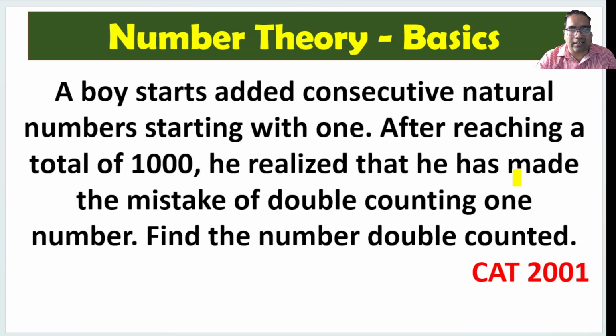Then he realized that he has made a mistake of double counting one number. For example, he would have counted 2 twice, or 10 twice, or 20 twice, whatever. What is the number that is double counted?